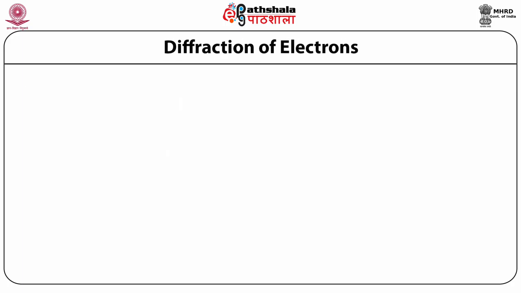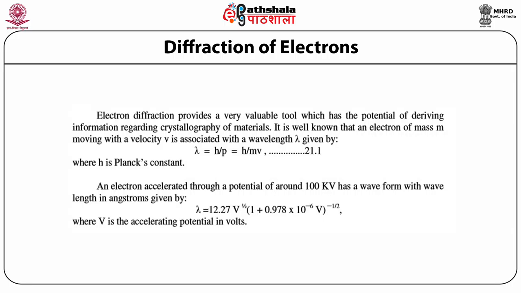Now we come to diffraction of electrons. Electron diffraction provides a very valuable tool which has the potential of deriving information regarding crystallography of materials. It is well known that an electron of mass m moving with a velocity v is associated with a wavelength lambda given by lambda equal to h by p, equal to h by the product of mass and velocity, that is m and v, expressed as equation 21.1, where h is Planck's constant.